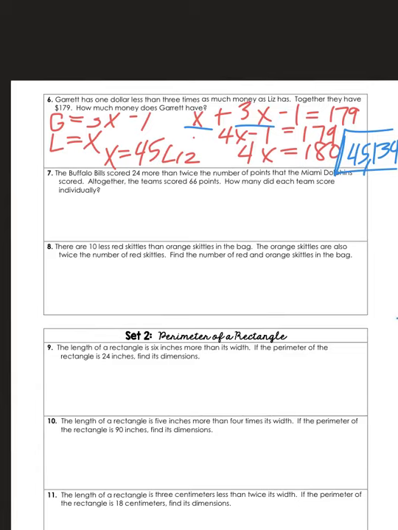All right, question number 7. The Buffalo Bills, love football, scored 24 more than twice the number of points that the Miami Dolphins scored. Don't like either of these teams. Poor Bills, never won a Super Bowl.